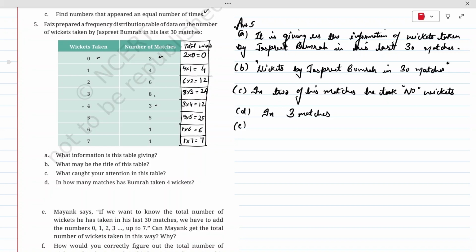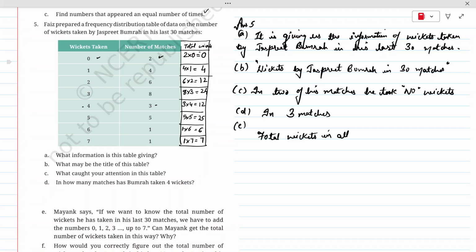And here in 8 matches he took 3 wickets, that is 3 wickets in 8 matches each. So this is 8 multiplied by 3, 24. Similarly, we have calculated this. And now if we want to calculate the total number of wickets in all the matches, so total wickets in all matches, it will be what?